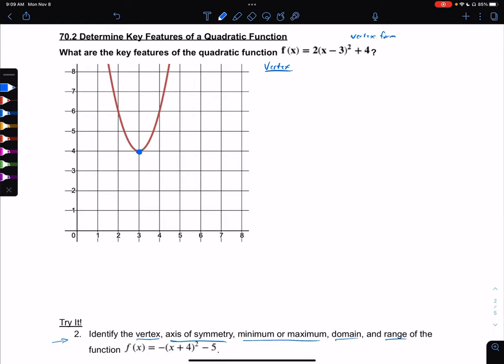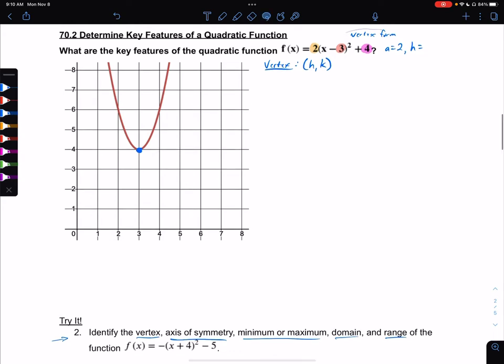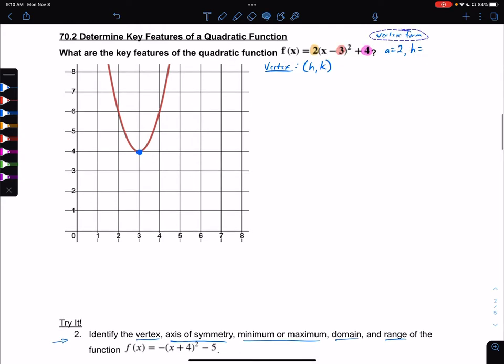However, what you can find if you don't have the graph, your vertex is your h and your k values. So we have really 3 points here, right? We have a, which is 2. We have this 3 here, and we have this 4. So if we were to write these out, we would say that a is equal to 2, h, right? So we have a times x minus h squared plus k, and that is our vertex form.